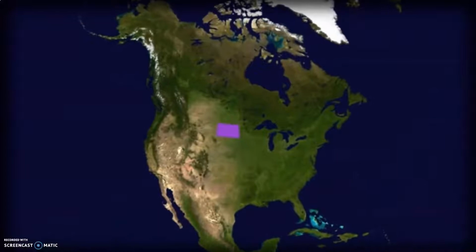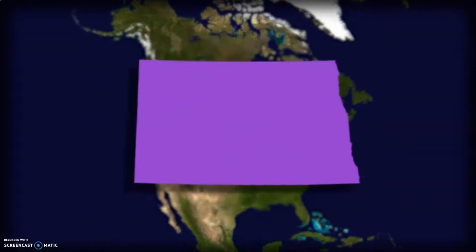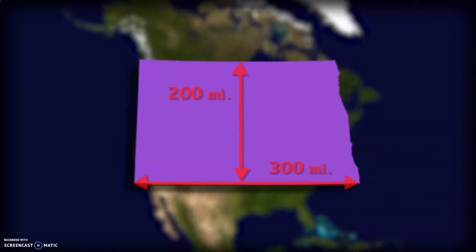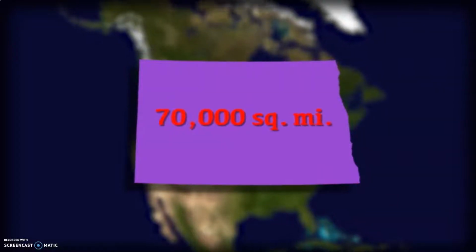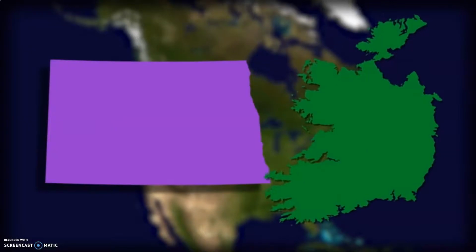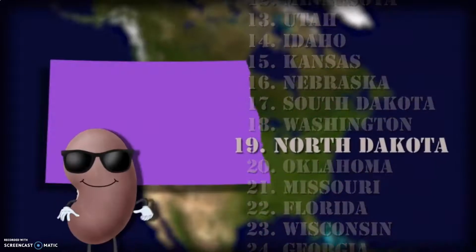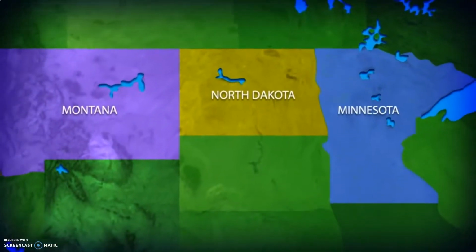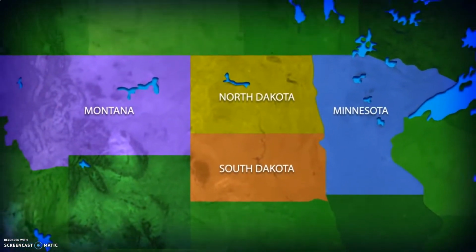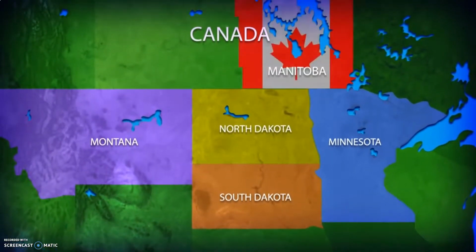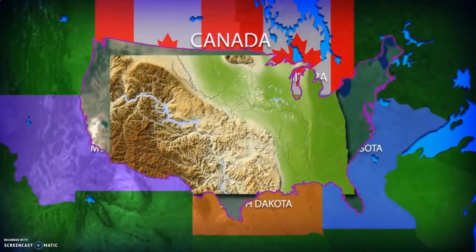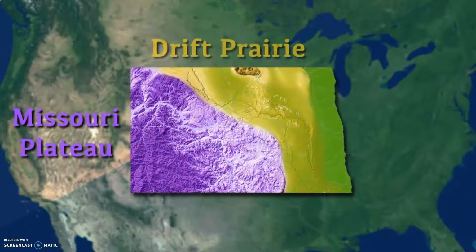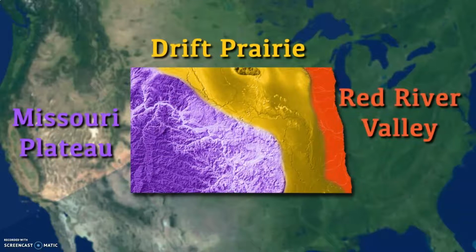North Dakota is right in the center of the North American continent. It's a little over 300 miles east to west, 200 miles north to south. North Dakota is a little over 70,000 square miles, about the size of Ireland, making it the 19th largest state. It borders Montana and Minnesota, and of course South Dakota, and to the Great White North, there are Canadian provinces Manitoba and Saskatchewan. North Dakota has 3 basic regions: the Missouri Plateau, the Drift Prairie, and the Red River Valley.